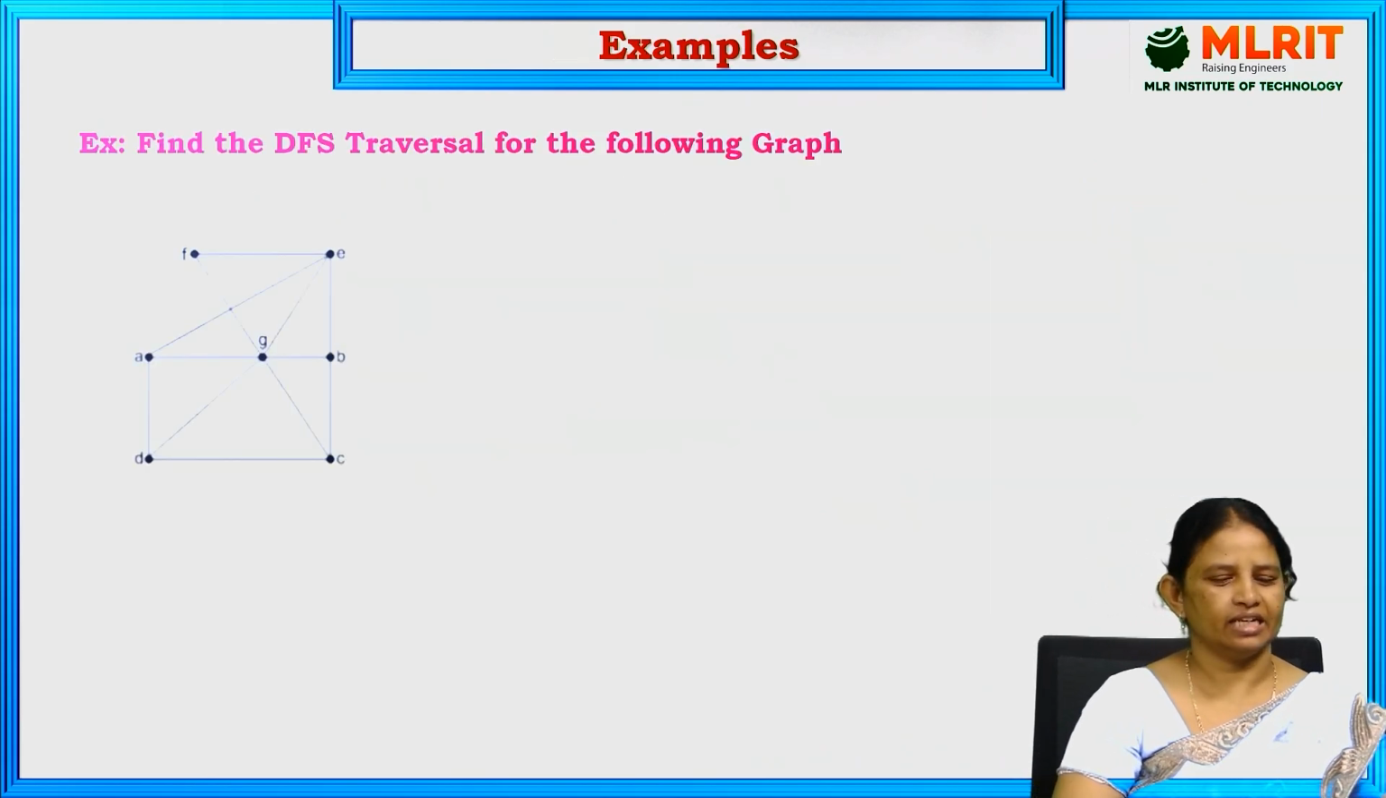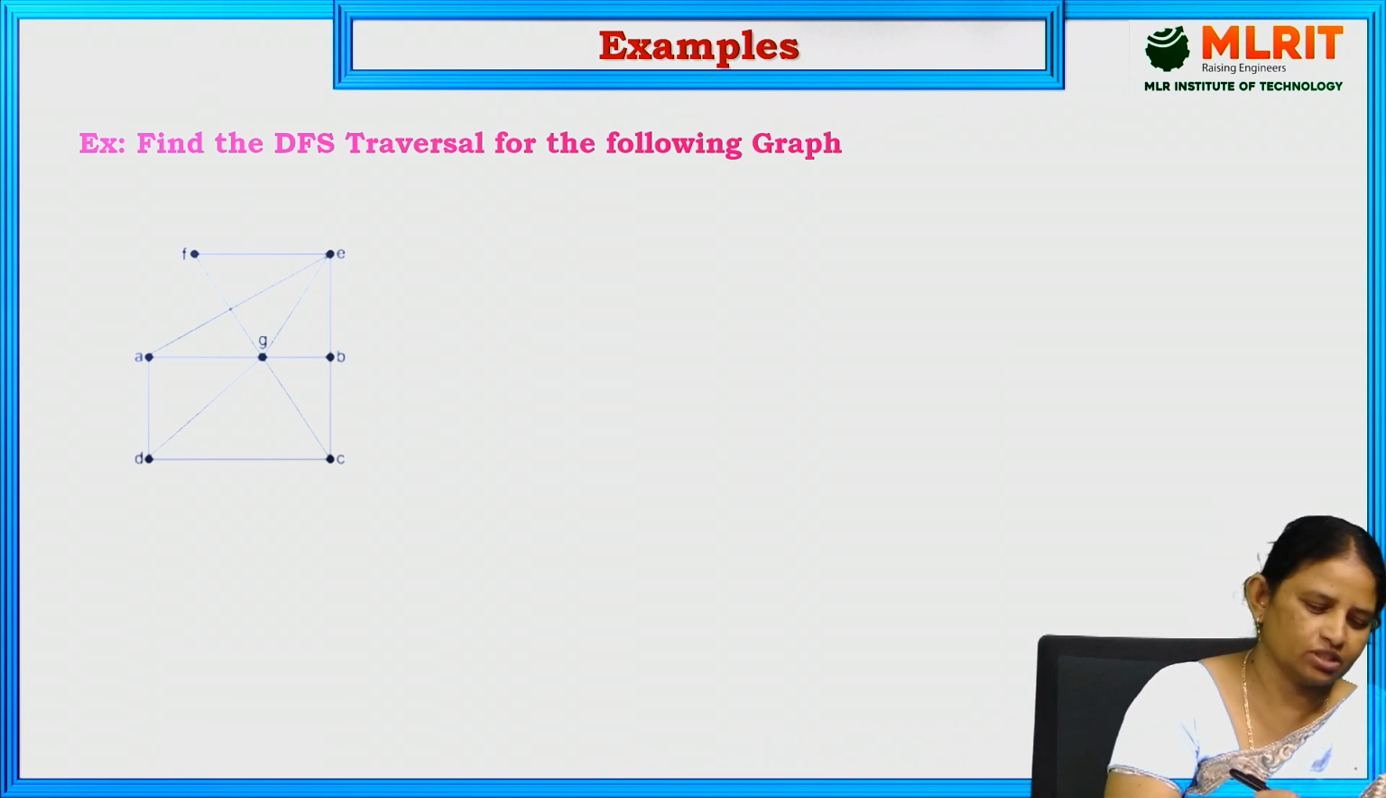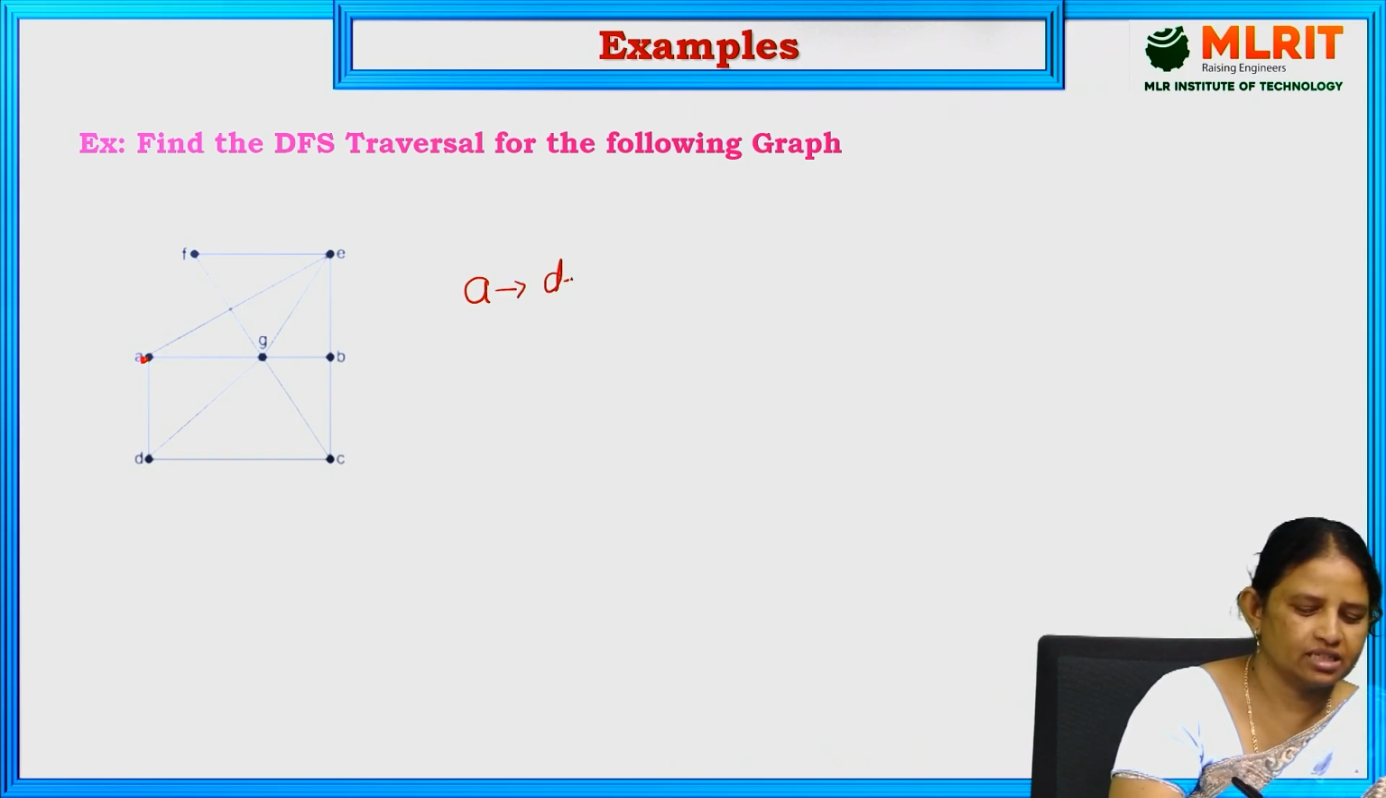Now find the DFS traversal for the following graph. So we have to start the visiting process from A. What are the adjacent vertices of A? D, G, then E. But we are going to give the importance to downwards. Then the next vertex is D.